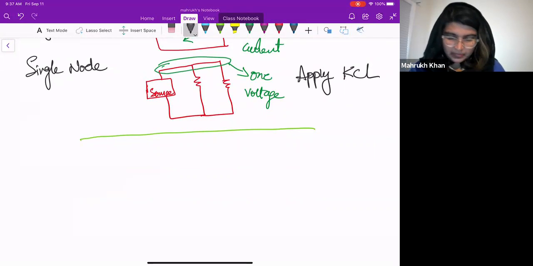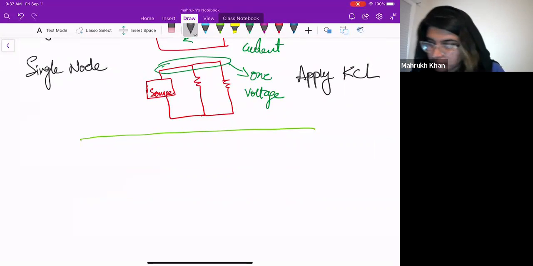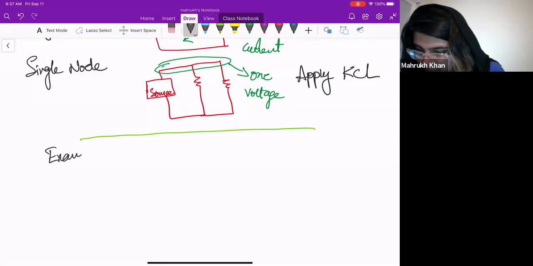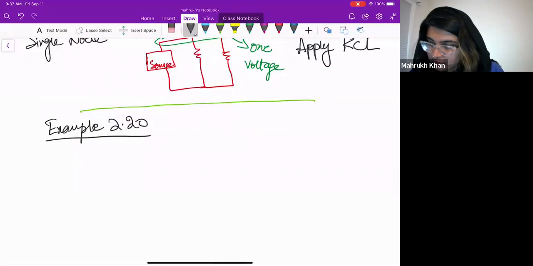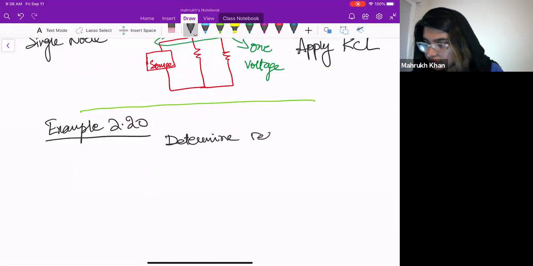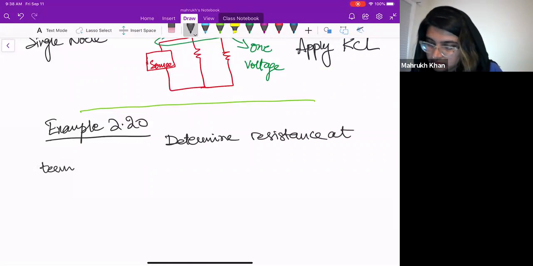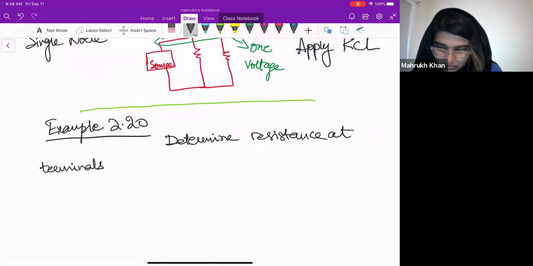Okay. So I will be doing a little bit complicated looking circuit, but it should be easier to solve. This is an example from your book, and we have to determine the resistance at terminals A, B in the network.